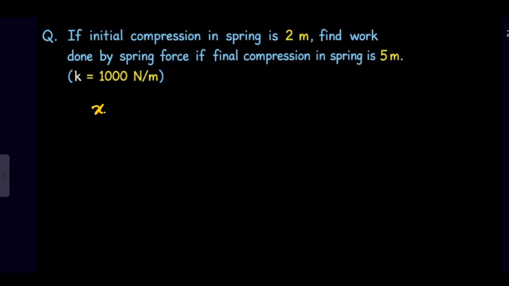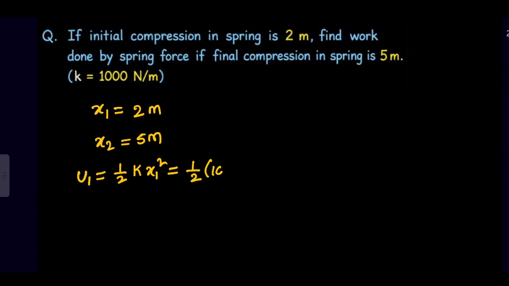So, simplify. Here x1 value is how much now? 2 meters. And x2 value is how much? 5 meters, as given. Now, U1 is 1 by 2 k x1 square. They have given the k value, so we can substitute it here: 1 by 2 into 1000 into x1 square, which is 4, so it comes to 2000.